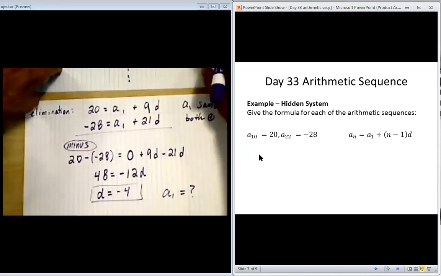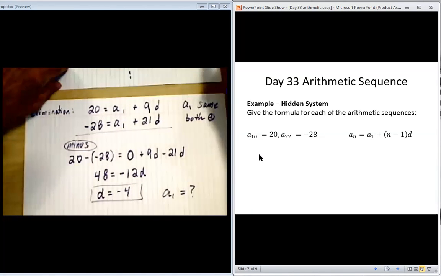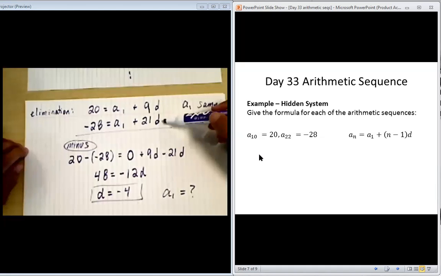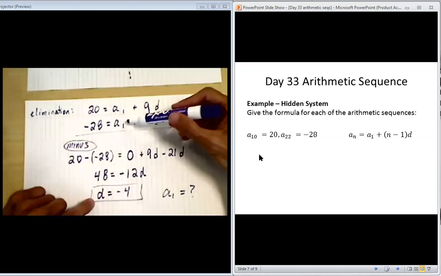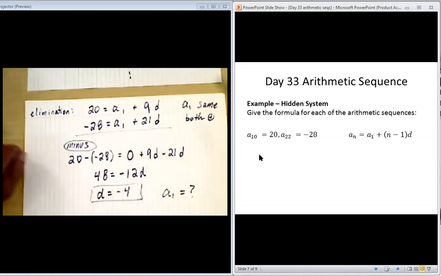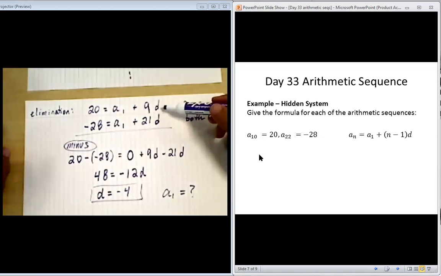Okay, so if we go back to our earlier, oh, it's still on the screen here. These were the two equations that we had. That's the first one, that's the second one. We know d is equal to -4. So we're going to solve for a1, right? I'm going to use the first one just because it seems a bit easier for me. Less minuses and stuff.